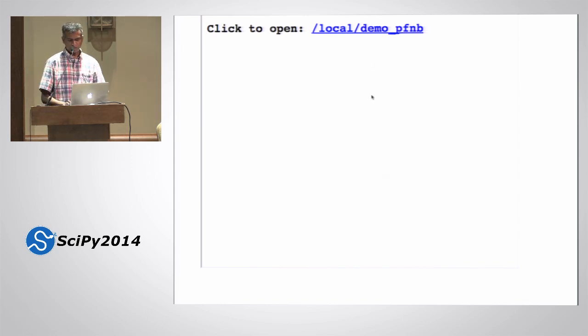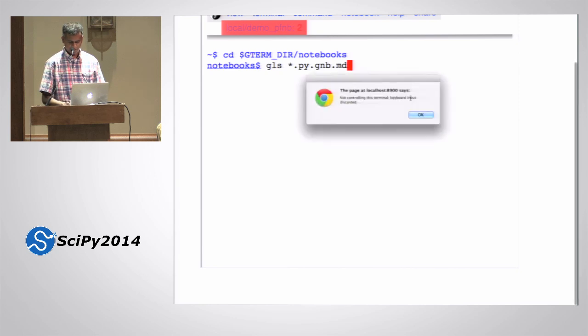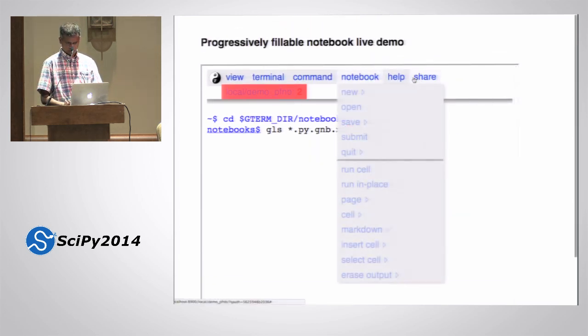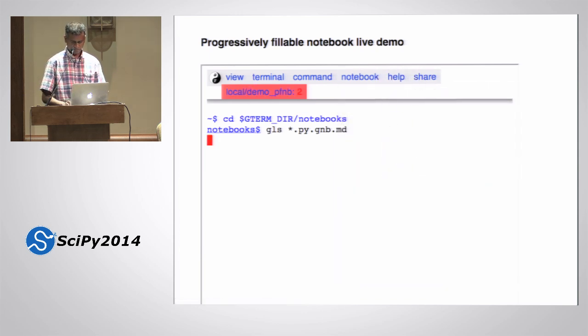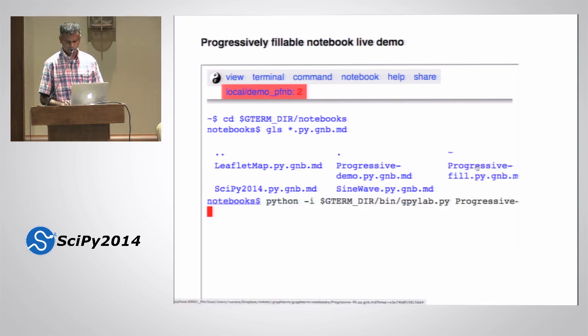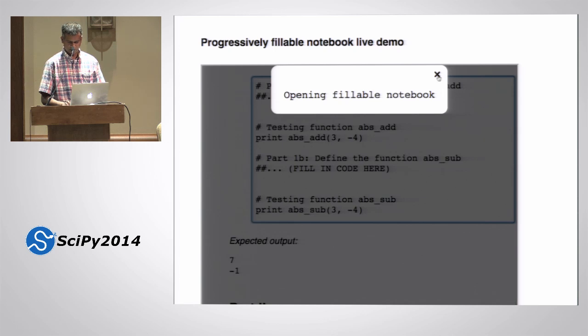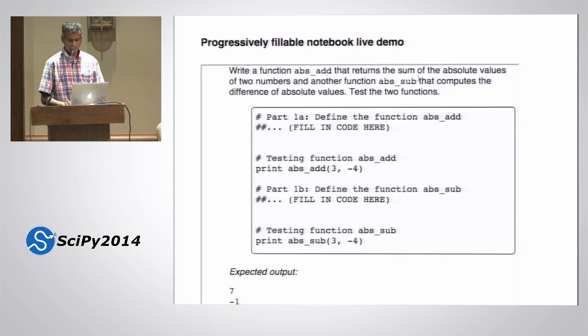Seven. So let me do a demo of this fillable notebook. If I go to the list of notebooks, this is the one I'm going to look at. It says progressive fill. The task is to write a function that returns the sum of the absolute values of two numbers, and another that's the difference of absolute values. And it says fill in the code here.